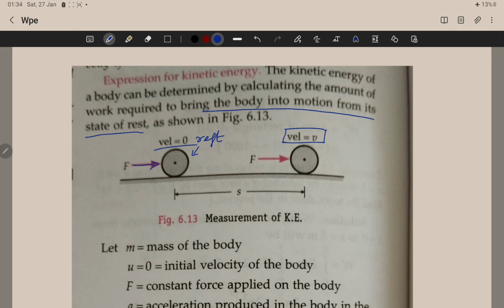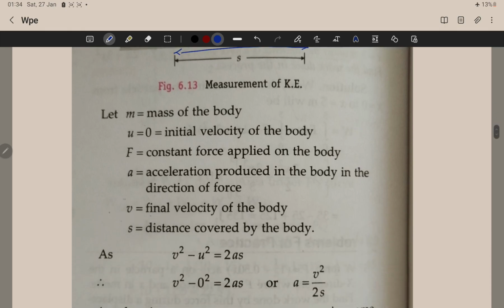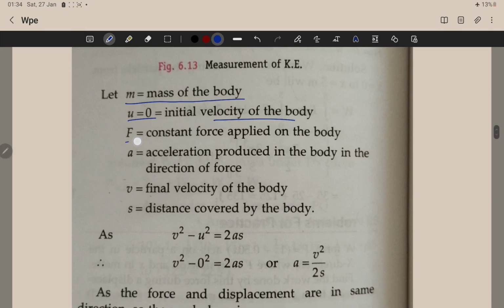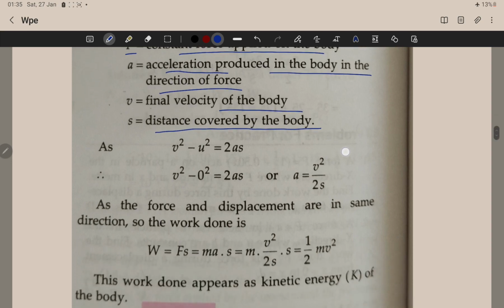Because of this force, we do some work, because we have to apply force over this displacement. After this displacement, the body started moving. Let m be the mass of the body. Initially the velocity is zero. Then we apply a constant force on the body. By Newton's second law, F equals ma, so because of the force, acceleration is produced in the body in the direction of the force, and v is the final velocity of the body. And s is the distance covered by the body.